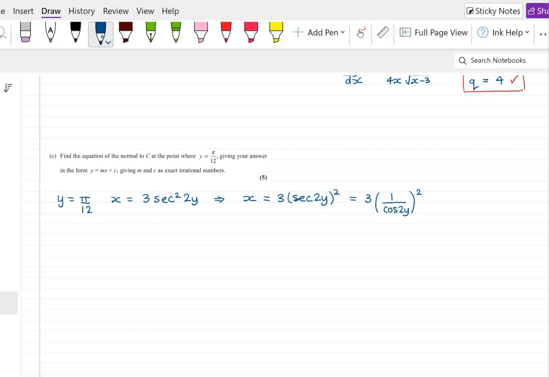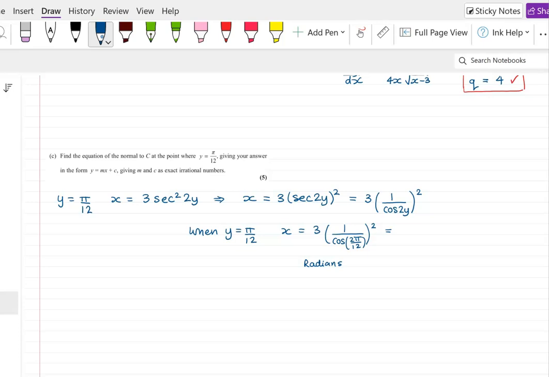So when y is pi over 12, I'm going to make that substitution. x is equal to 3 lots of 1 over the cos of 2 pi over 12, just multiplying that angle by 2, squared. I'm going to go grab my calculator now and type that all in, making sure my calculator is in radians. That's the most important thing. I need that in radians there.